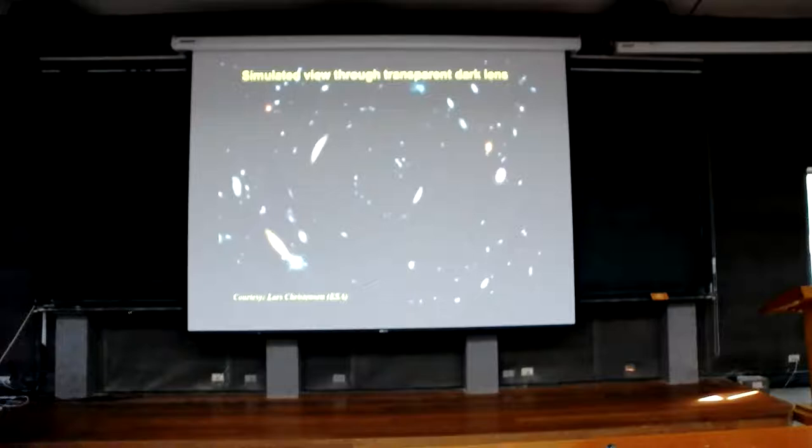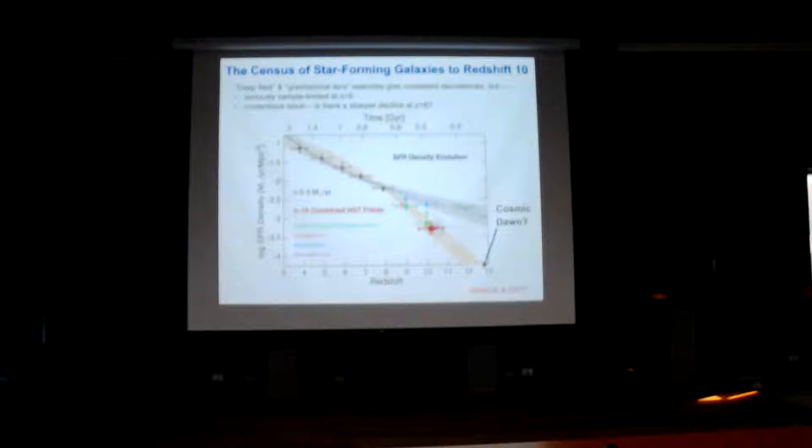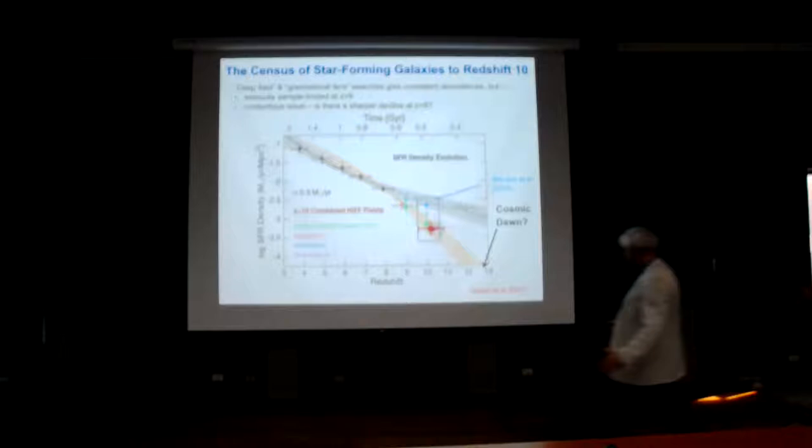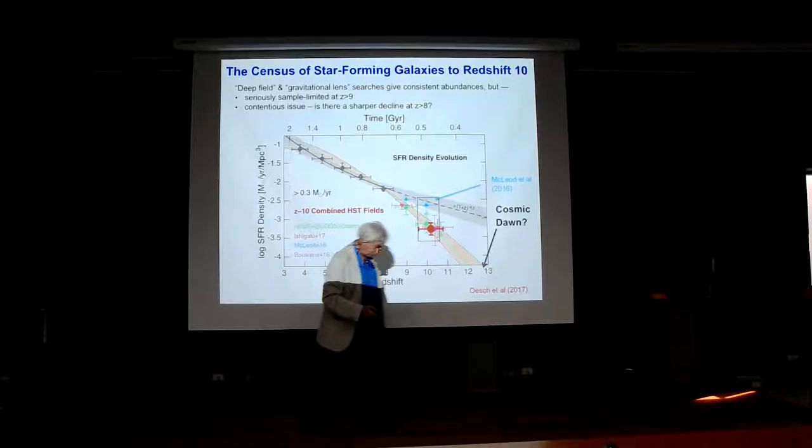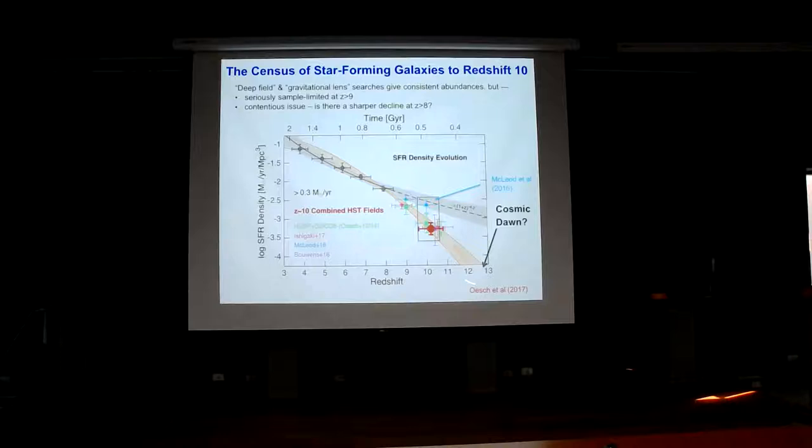So we've used what I would call deep field, that's pointing Hubble in one place for a long time, and gravitational lensing to explore the number of galaxies, a census if you like, all the way to as far as we can look. This is a log scale, so you can see from, say, a redshift of 3 out to a redshift of 10, there's almost a factor of 1,000 drop in the abundance of objects. There's some evidence, it's controversial, that there's a steepening beyond a redshift of 8, when the universe is about 600 million years old. So it's hinting to us that the beginning of galaxies is somewhere out here.